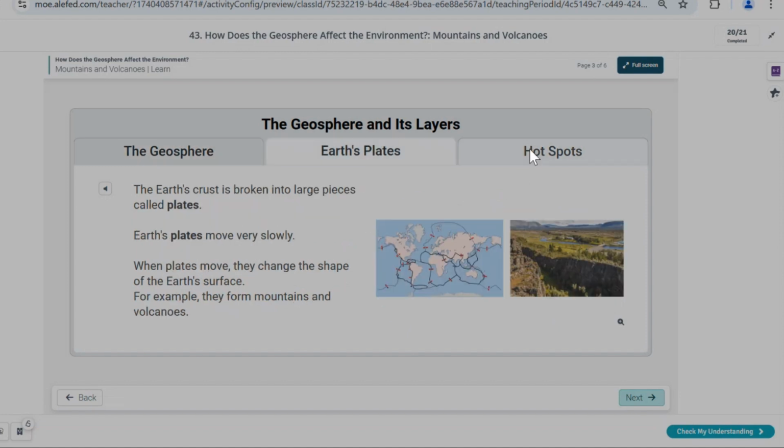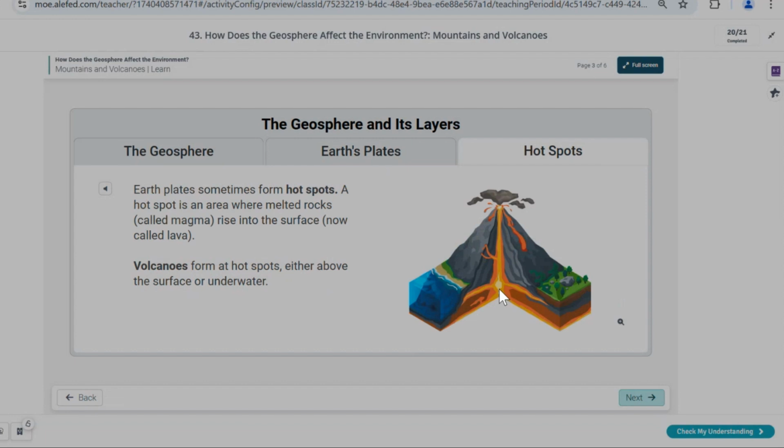And where the plates move, you can have hot liquid rock coming out. When it is here under, it is magma. When it comes outside, it is lava. Okay, let's go to the next part.